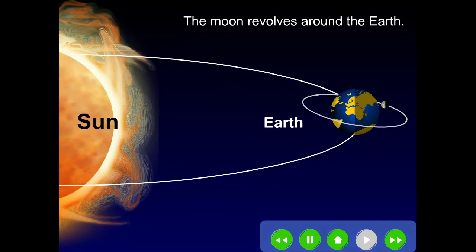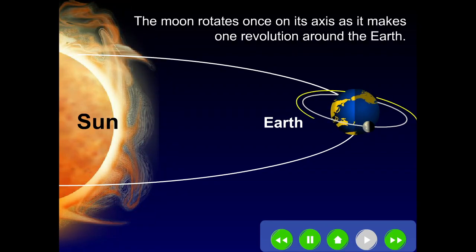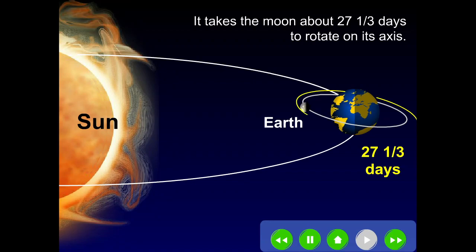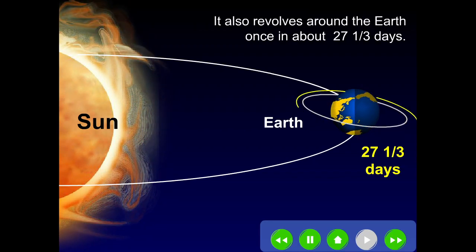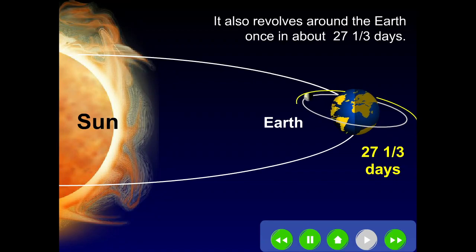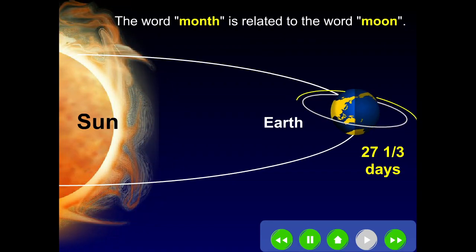The moon revolves around the Earth. At the same time, it rotates on its axis. The moon rotates once on its axis as it makes one revolution around the Earth. It takes the moon about 27 1/3 days to rotate on its axis. It also revolves around the Earth once in about 27 1/3 days. This is the reason why you always see the same side of the moon. The word month is related to the word moon.